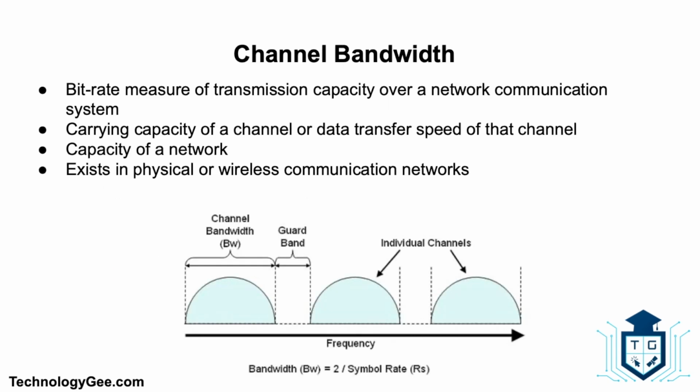Let's talk about channel bandwidth. Bandwidth is a broad term defined as the bit rate measure of the transmission capacity over a network communication system. Bandwidth is also described as the carrying capacity of a channel or the data transfer speed of that channel. However, broadly defined, bandwidth is the capacity of a network, and it exists in physical or wireless communication networks.